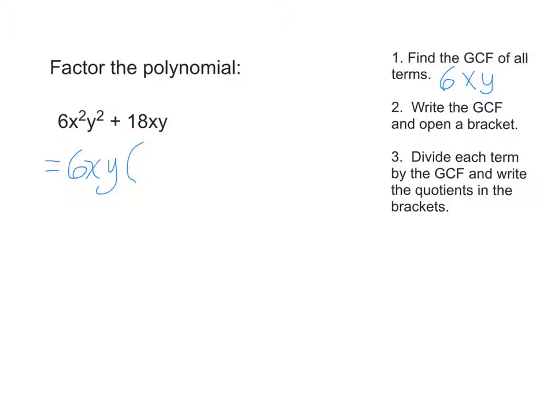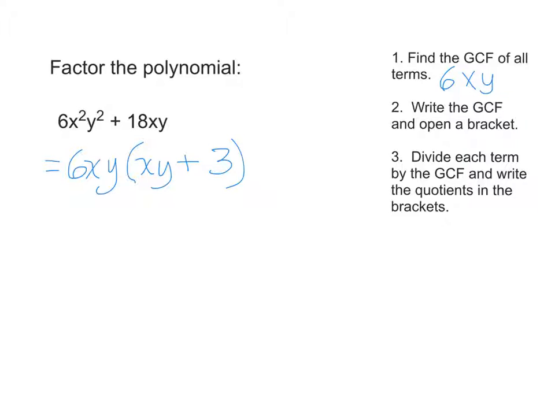So what is 6x squared y squared divided by 6xy? xy, right. 6 divided by 6 is 1, and then subtract the exponents. And then because there's a plus here, I'm going to write a plus here. And then we'll do 18xy divided by 6xy, which is 3. And that's it. That's factoring.